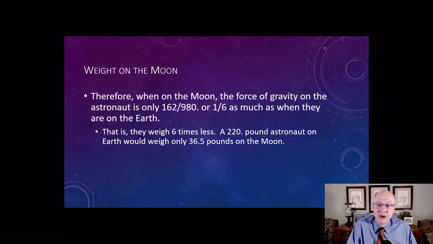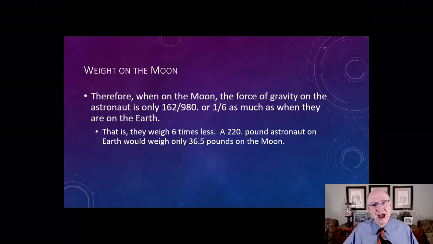Because on the moon, it's 162 newtons. On the Earth, it's 980 newtons if your mass is 100 kilograms, and that turns out to be 1/6 as much. So the force of gravity on the surface of the moon is 1/6 the gravity of when you're standing on Earth.